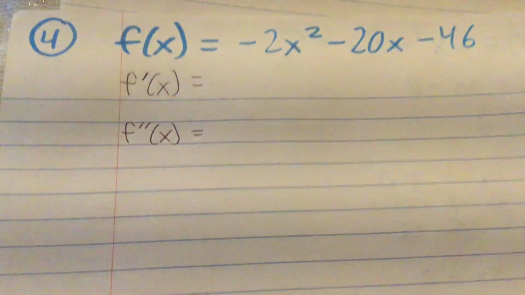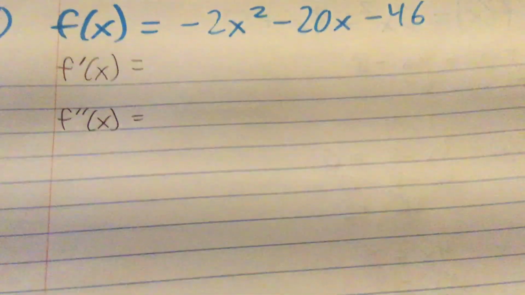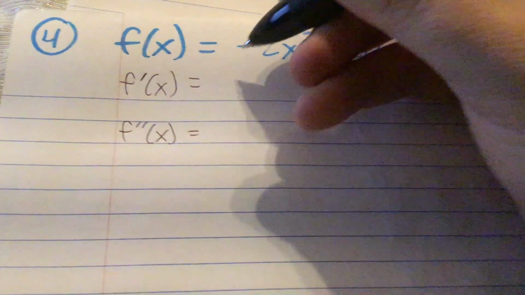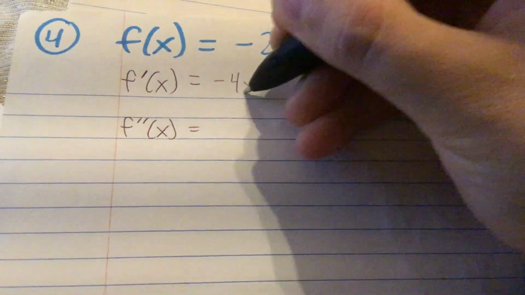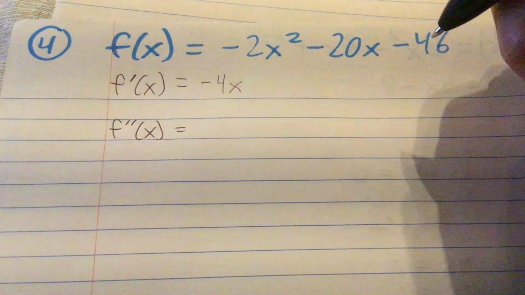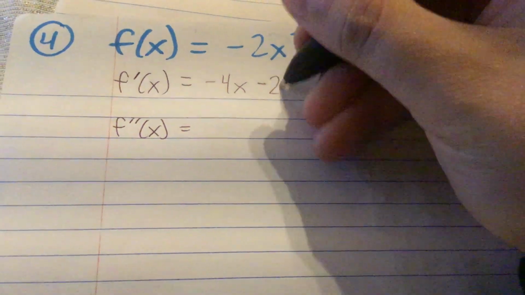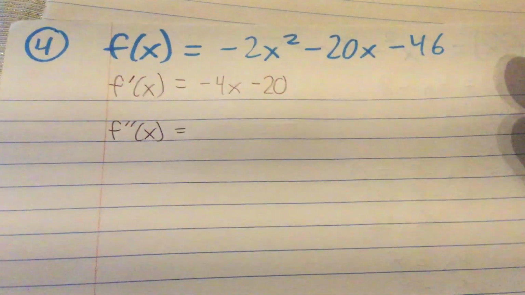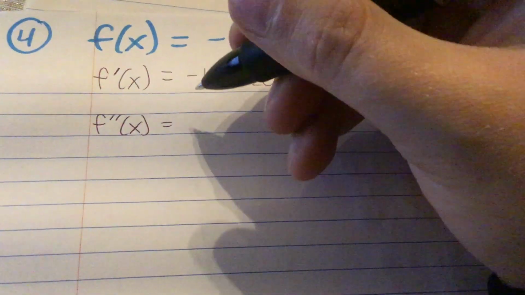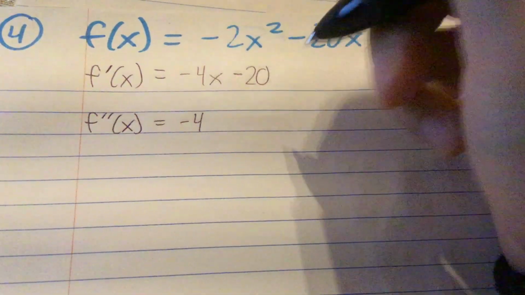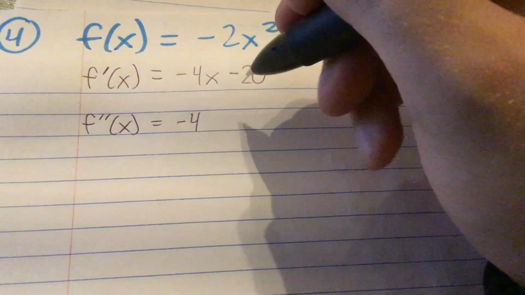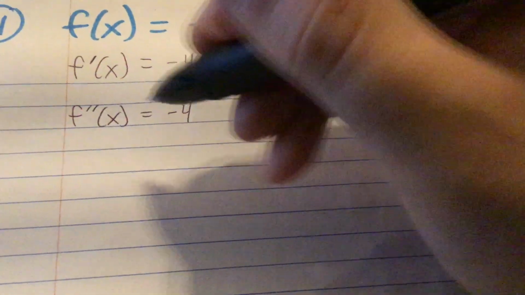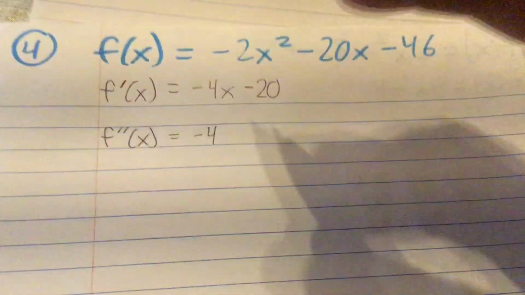Okay, f prime of x. So let's calculate the derivative of -2x squared. Okay, not too bad. That'd be -4x, and the derivative of -20x would be -20, and the derivative of -46 is 0. Then we could take the f double prime of x, that'd be -4. So my velocity can be achieved by plugging in -4x minus 20, and my acceleration can be just constant, -4.